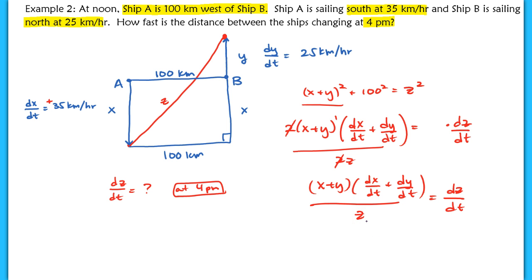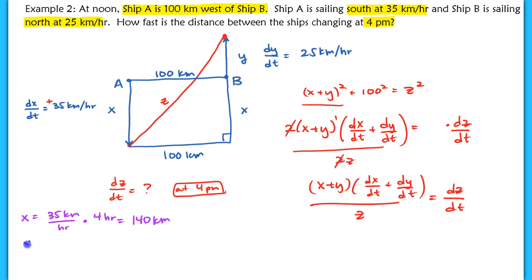So if we want to find x, x represents the distance that your ship, ship A, has traveled. Ship A is traveling right now at a rate of 35 kilometers per hour. So if we want to find x, we're going to take 35 kilometers per hour, the speed here, and multiply it by the time that it's been traveling. Well, it's gone from noon till 4 p.m. here. It's been traveling for 4 hours. So we're going to multiply that by 4. We end up with 140 kilometers.